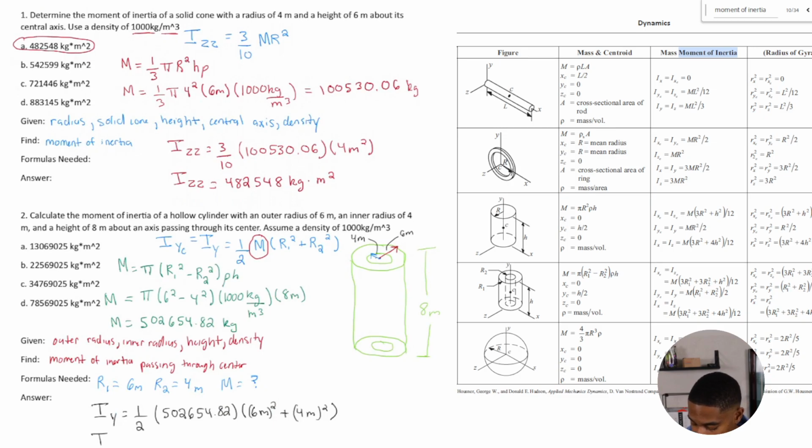And we should get I y should be equal to 1306902.5 roughly kilograms meters squared. And I get my answer to be A. All right, so just taking it step by step, using your manual to go through and solve for this. All right.